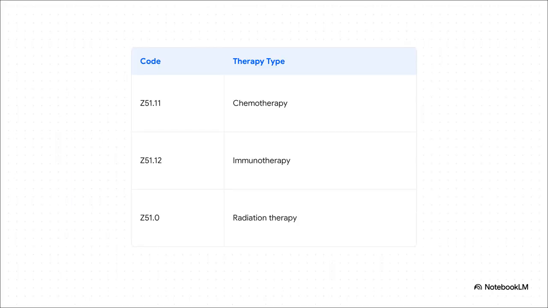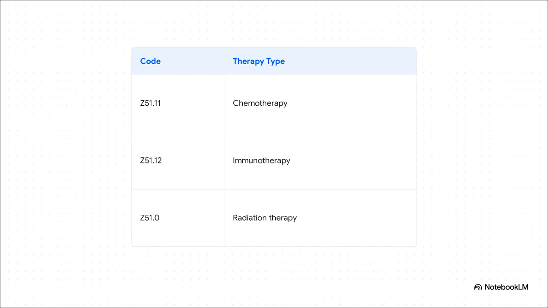looking at the exact mechanics of the 3 therapy Z codes. So we know a Z code has to go first, right? But exactly which one? There are 3 core codes every medical coder needs to have permanently etched into their brain. If the patient is there for chemotherapy, you use Z51.11. If they are receiving immunotherapy, it's Z51.12. And if they are heading into the radiation oncology unit for external beam radiation therapy, you assign Z51.0. It's a strict guideline law.